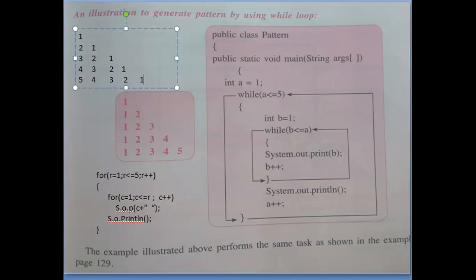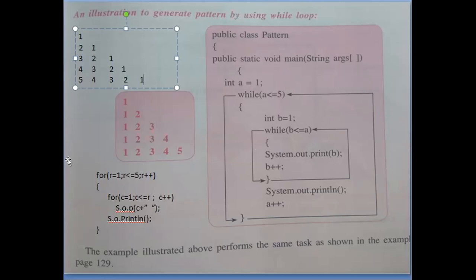Sir, that R statement will be same only. First for loop, then second for loop: C is equal to R, C greater than or equal to 1, and then C minus minus, sir. Very nice. Perfect, Manish. Good.